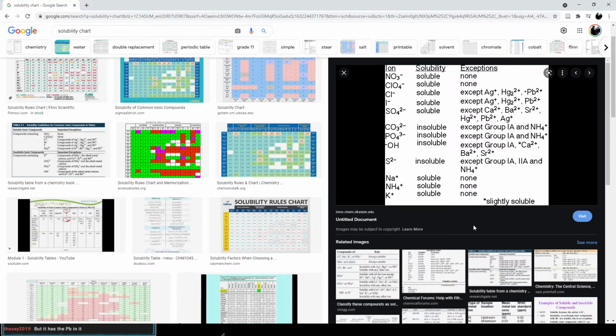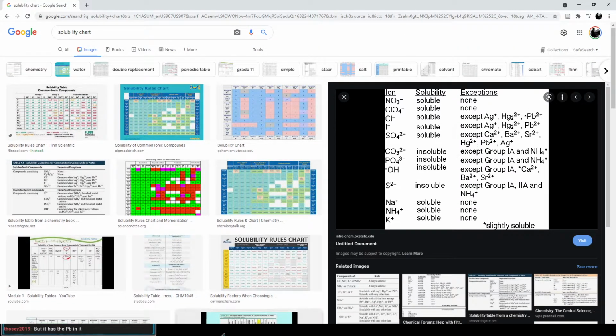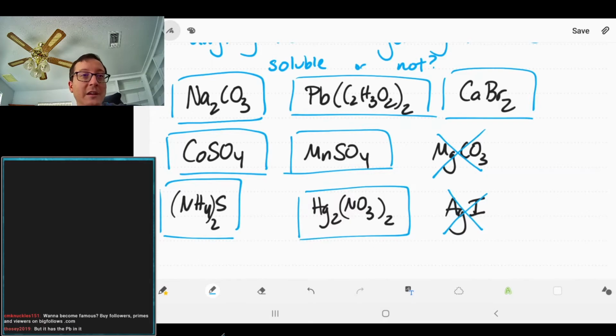That's the thing, unfortunately, with all these charts, some will cover certain things, some will cover others. It's probably easier to just use the rules. But if you want to use a chart, go right ahead. Just know your chart may not cover all of these things. The rules should cover everything. Everything that's not covered is insoluble. There are some slight exceptions that are minor.